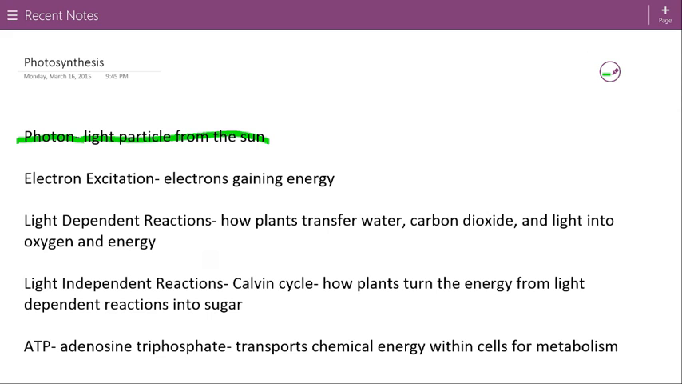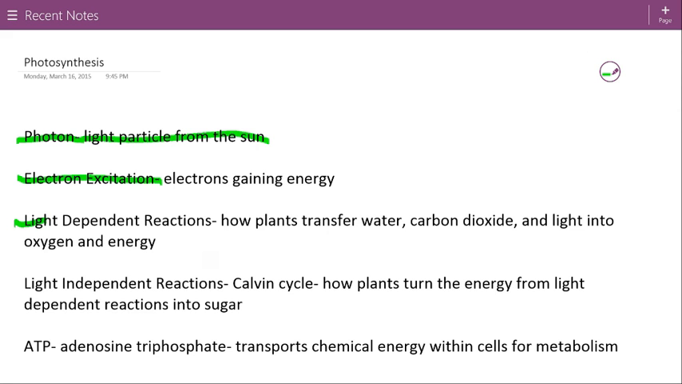It's carrying energy. When that energy hits the chloroplast, it's going to excite some electrons. That just means it's transferring the energy to the electron. Now the electron has a lot of energy, and it has to go somewhere and do something with it.